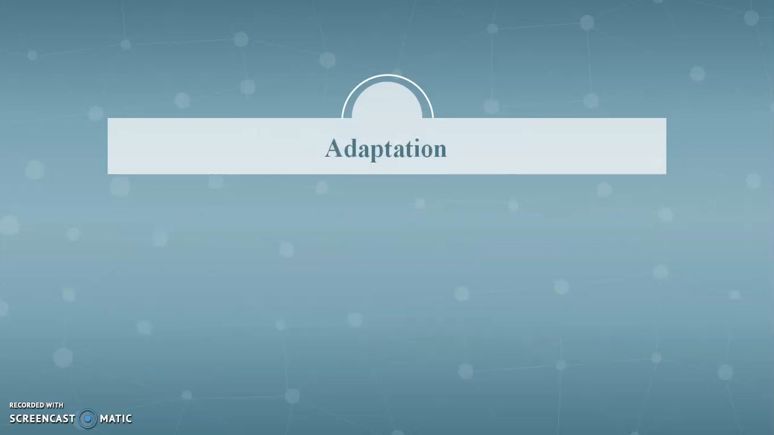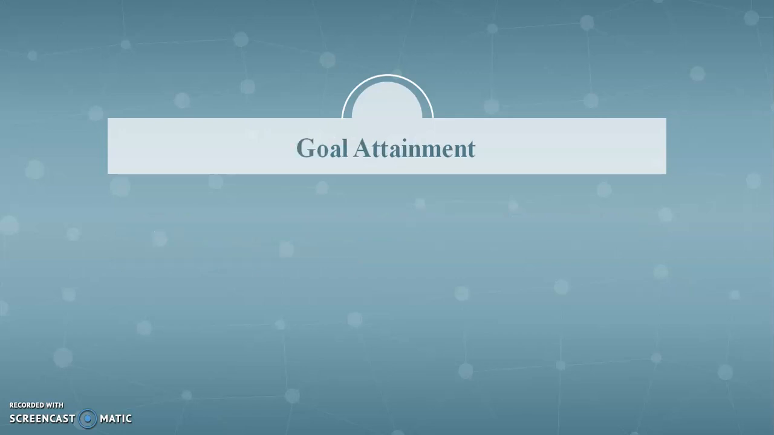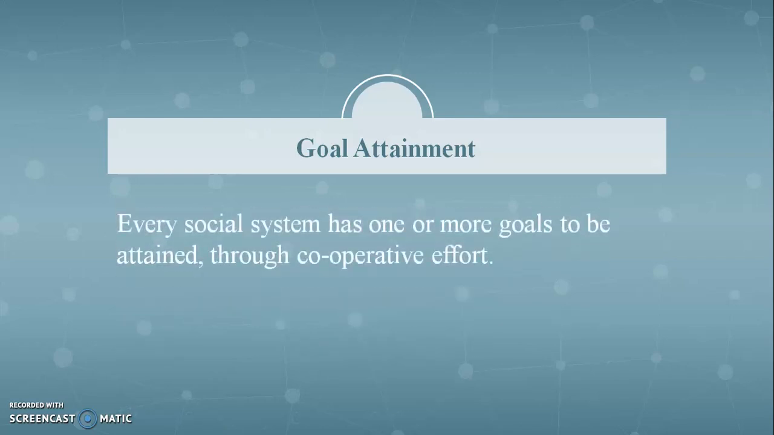Adaptation is the second prerequisite. Any social system must be adapted to its social and non-social environment. The third functional prerequisite is goal attainment. Every social system has one or more goals to be attained through cooperative effort. The goal can be attained only through the collective participation and cooperation of people in a social system. So the work has to be done based on division of labor for smooth functioning.